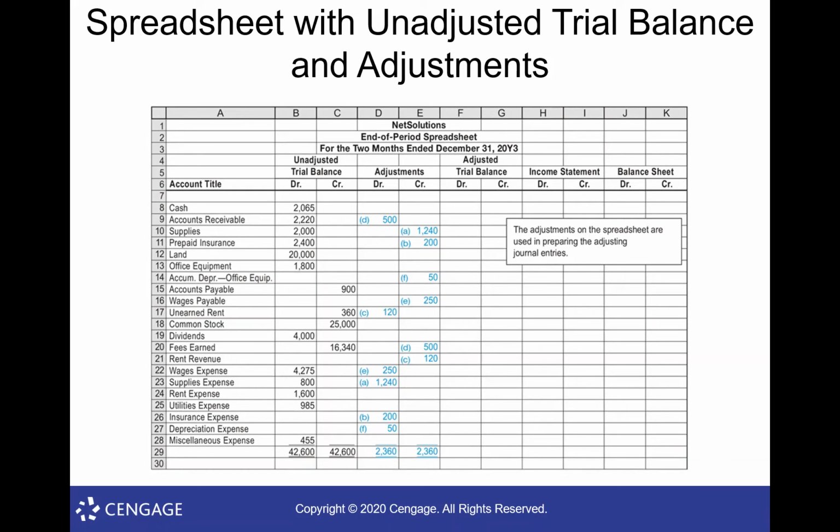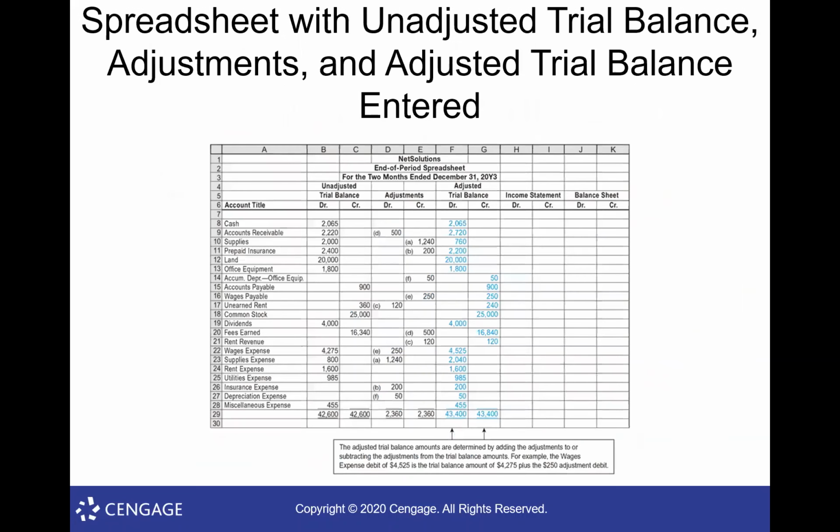And then we can say, okay, so this has a debit balance of 2,065, no adjustment, so it's going to have a new debit balance of 2,065. This one has a debit balance of 2,220, a debit adjustment of 500. So what's going to be the new balance of this one? A debit of 2,720, right? This one has a debit balance of 2,000 and a credit adjustment of 1,240. So it's going to have a new balance of a debit of 760, and so forth. So instead of doing a ledger or something, it just lets us do it right across the columns. So now we have an adjusted trial balance, all right there.